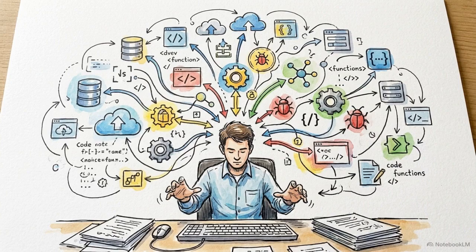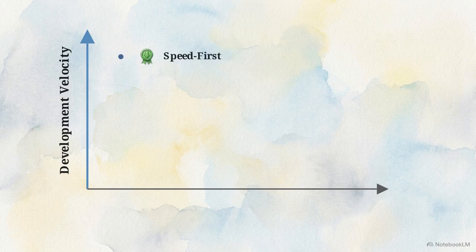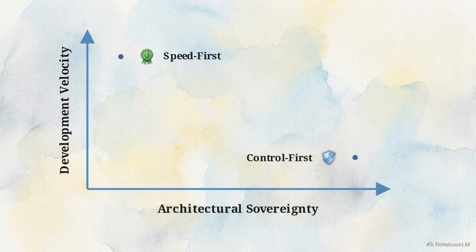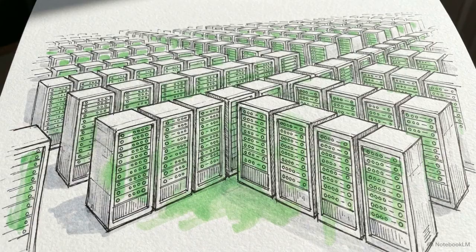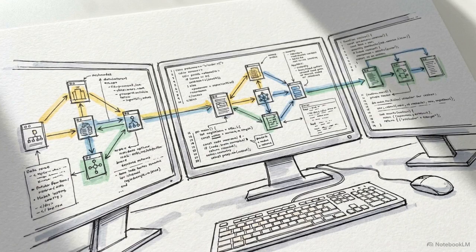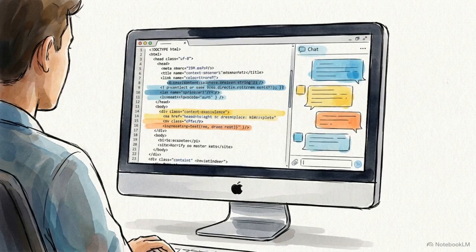Developers frequently freeze here, caught in a strict trade-off between development velocity, how fast you can ship, and architectural sovereignty, how much control you have over your own system. There is no universal best tool. Choosing the correct stack means mapping these tools directly to your current scale, your team's technical skills, and your operational budget. The AI IDE is where your daily work happens.